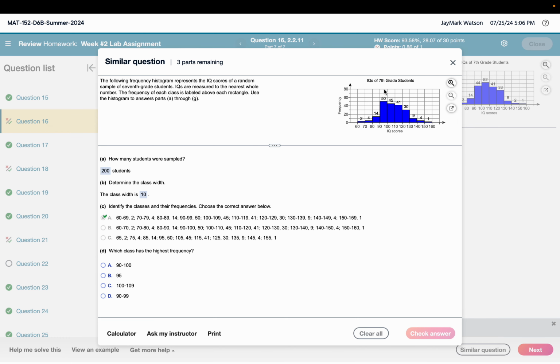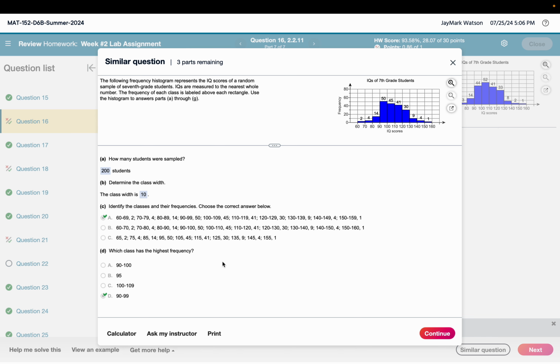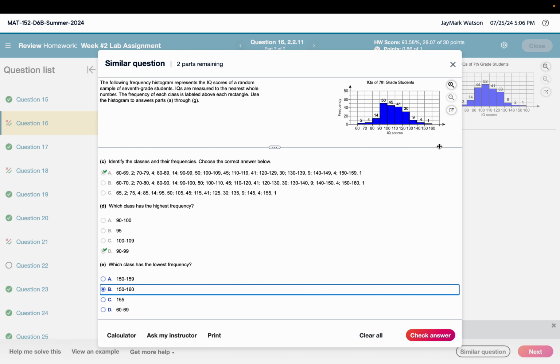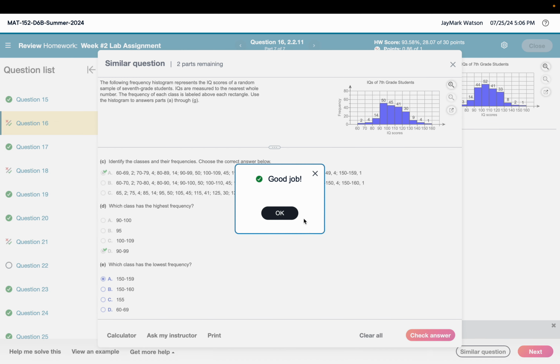Which class has the highest frequency? That would be 90 through 99. Yep. Which class has the lowest frequency? That would be 150 through 160. And I think that would be 160 because there's not a class ahead of it. Oh, well, okay. Hey. Always room for improvement. I mean, you get 2 chances for a reason, I guess.